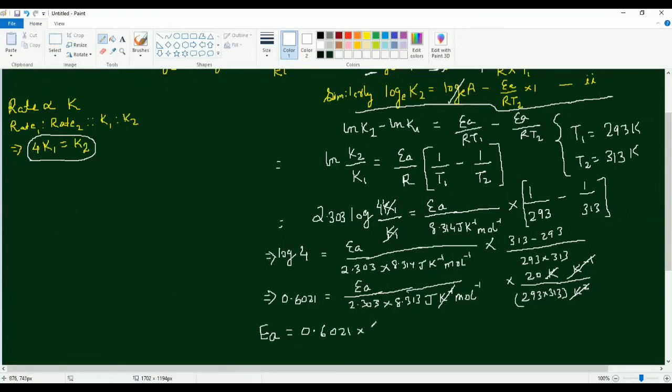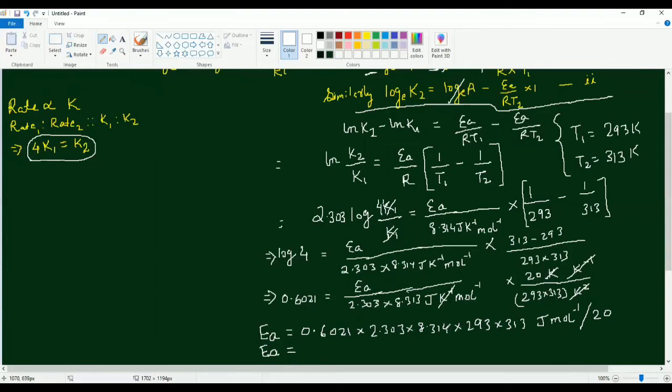0.6021 multiplied by 2.303 multiplied by 8.314 joule per mole, multiplied by 293 into 313, and this will go to the denominator. This will become joule per mole divided by 20. This will go to the denominator. So activation energy Ea will come out to be, this is simple multiplication, but these are all long values. So I will tell you how to make it short.